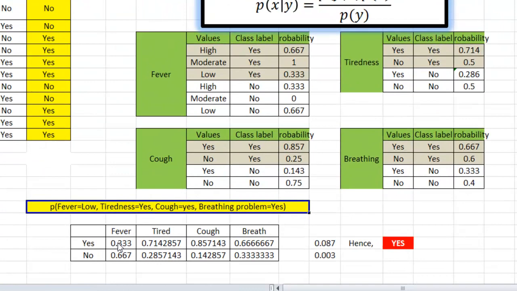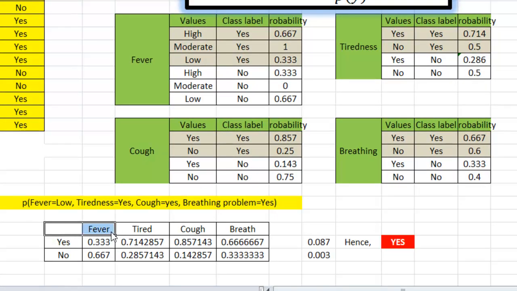How will naive Bayes work? You just have to calculate the probabilities for yes as well as no. This is the given input. We need to understand the probability of having yes and the probability of having no. Whichever wins, that is the result that we can take. Okay. So when fever is equal to low, what is the probability of having the disease?